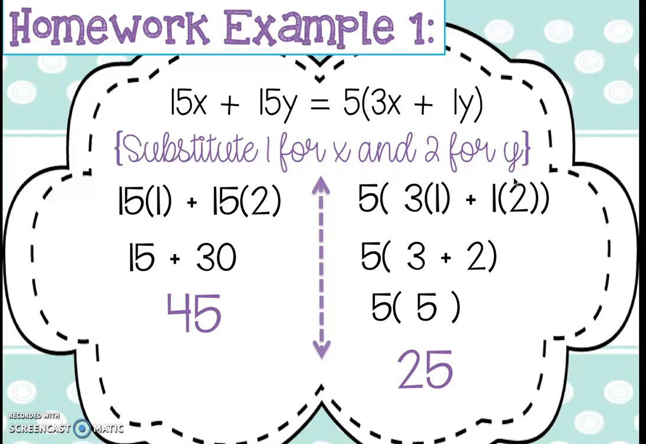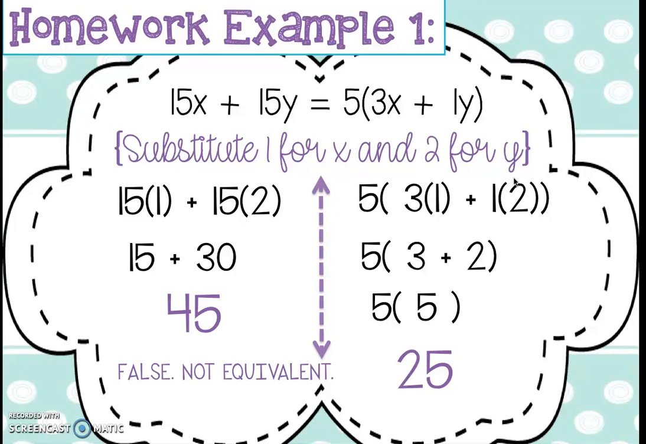Now we need to look at the left and at the right and see if it gives us the same number. If it does, then those are equivalent. If it does not, then they're not equivalent, which means they're not the same expression. So on the left, we got 45 when we solved using the order of operations, and on the right, we got 25. So we can say that that is false. These are not equivalent because when we substituted with a given number, they did not give us equal values.